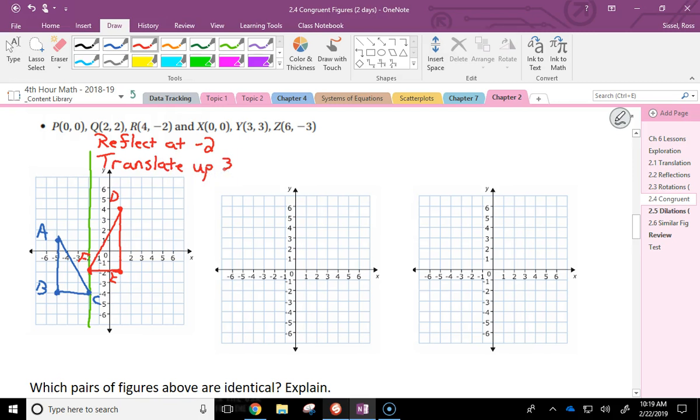We translated up 3. Dusty, please face forward. There's nothing you need back there while I'm doing this up here.